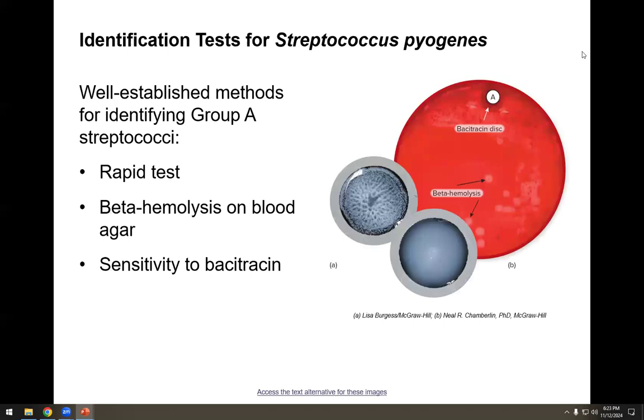That's necrotizing fasciitis. To identify Streptococcus pyogenes, you can do rapid tests like what we see with COVID, but for strep. We also have beta hemolysis on blood agar. We're not going to see that with all kinds of strep bacteria. So Streptococcus pyogenes is beta hemolytic, so we'll have true clearing of those red blood cells, and its sensitivity to certain antibiotics.